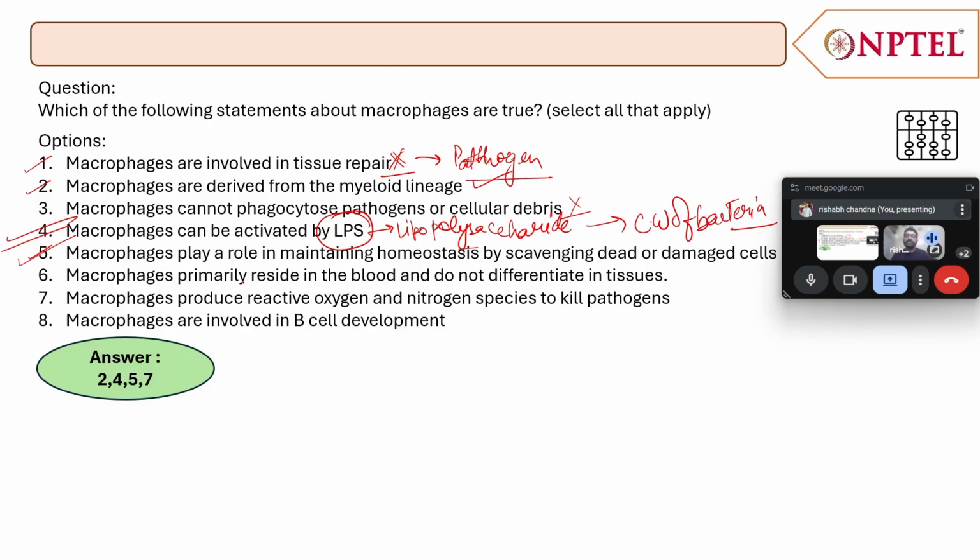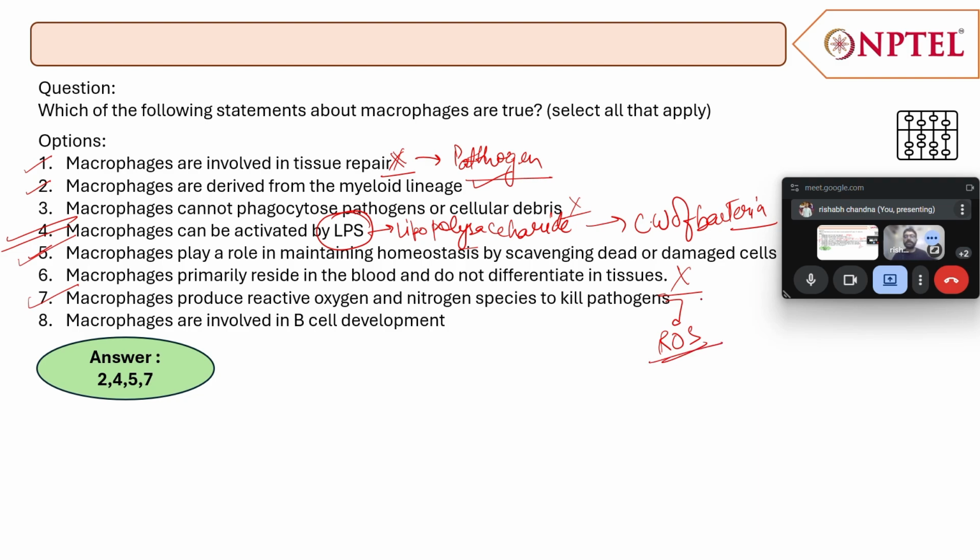Okay, these primarily reside in blood and do not differentiate in tissues. No, this is false because there are different tissue associated macrophages also. Okay, these produce reactive oxygen and nitrogen species to kill pathogens. Yes, this is correct. So it, along with neutrophils, produces the ROS.